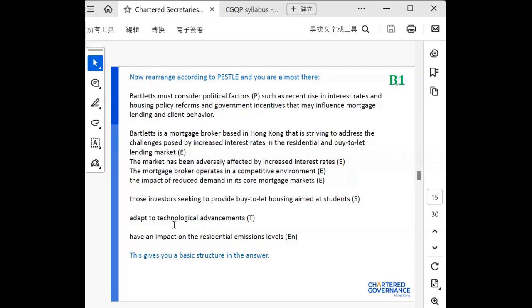Buy-to-let housing for students, obviously this is a social factor. The impact on residential emissions levels is something related to the environment. So if you group all these things together, then probably you will have the answers for the PESTEL analysis. So it's quite easy. What you need to do is read the paper, read the question very carefully, and identify the various factors.